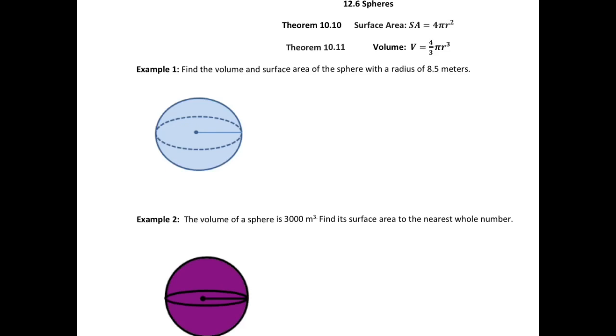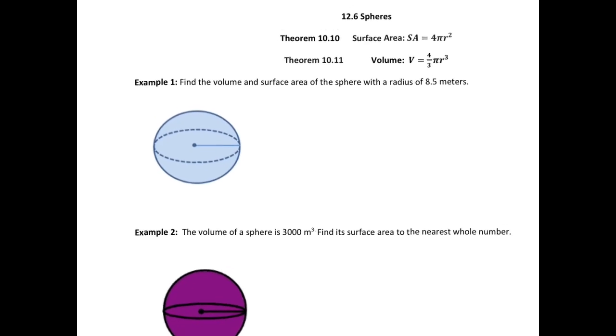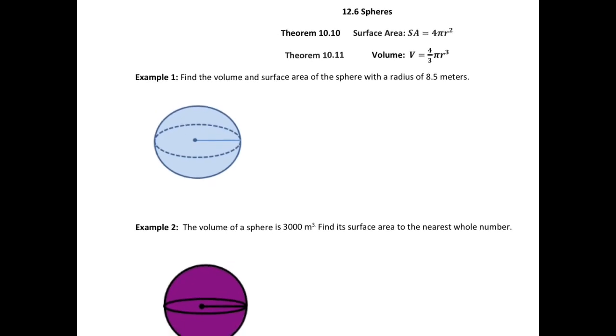So today's lesson is on the volume and surface area of spheres. Formulas. The surface area of a sphere is 4 times pi r squared. That means that the surface area of a sphere is equivalent to 4 circles with the same radius. The volume is 4/3 times pi r cubed.